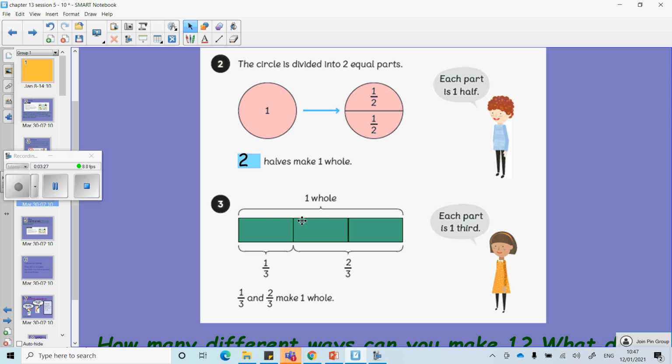Down with our rectangle here, we have 1 whole rectangle split up into 1, 2, 3 equal parts. Now, if it's in 3 equal parts, we know our denominator, it is in thirds. But we're going to split this one up this way. Over here we have 1/3, and under this bracket we have 2/3. So now I can say this sentence, 1/3 and 2/3 make 1 whole. Okay, let's move on.